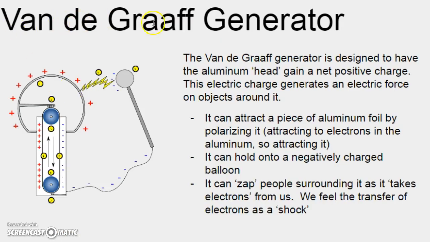And last but never least, the Van de Graaff generator. The Van de Graaff generator is designed to have the aluminum head gain a net positive charge. This electric charge generates an electric force on objects around it. It can attract a piece of aluminum foil by polarizing it. We saw the attracting of electrons to the aluminum. It's polarizing it, so therefore, the electrons want to jump to it. It can hold on to a negatively charged balloon, and it can zap people surrounding it as it takes electrons from us. We feel the transfer of electrons as shock.